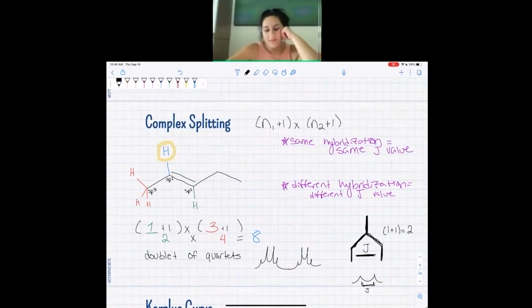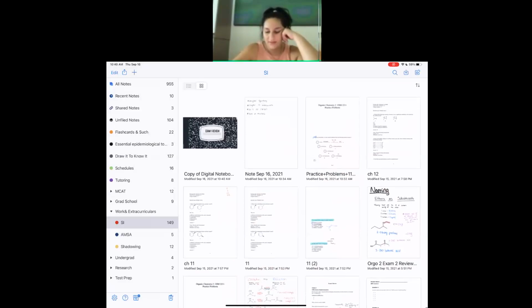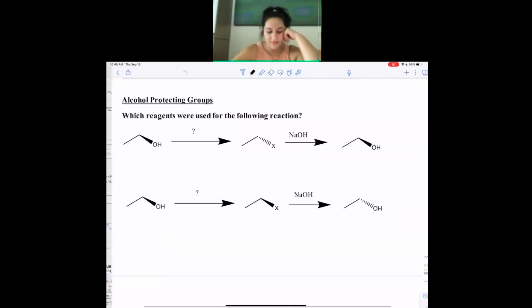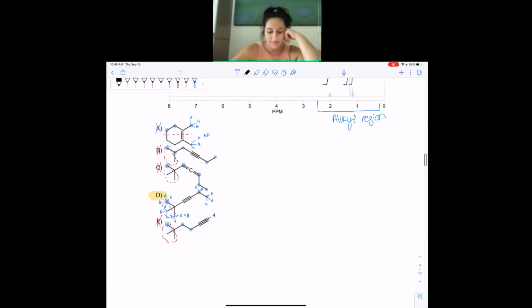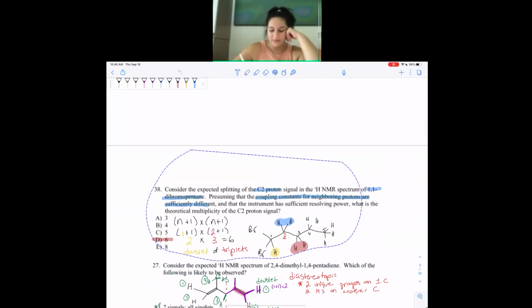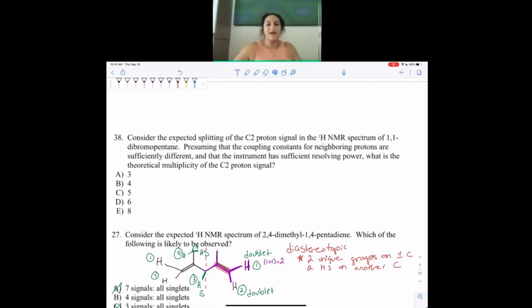So, any other questions on complex splitting? Okay, I'm going to take that as a no. And I'm going to open up the chapter 9 practice problem. Okay, don't look at what's written here. All right, so I want you guys to take a minute. You can talk to one another, you can type in the chat, whatever. I just want you to think this question through because this is a complex splitting question. So I'll give you 2 minutes.